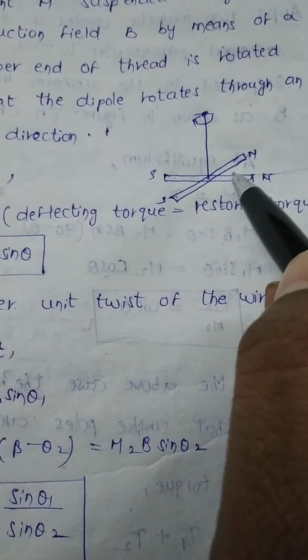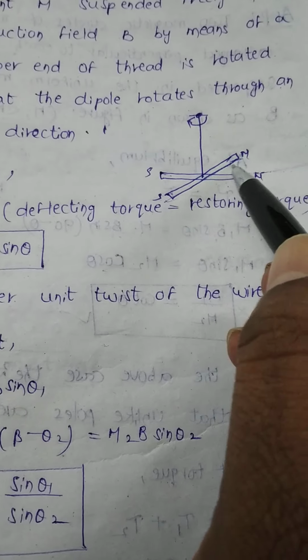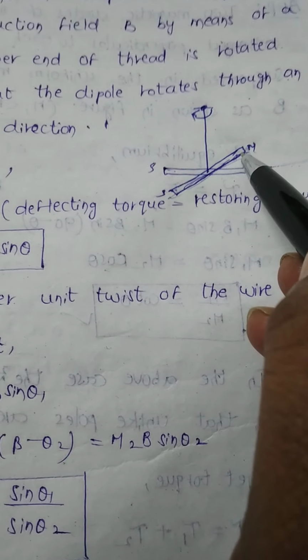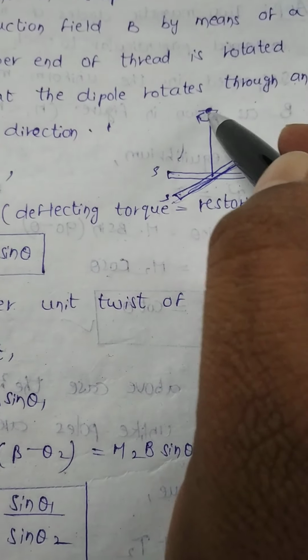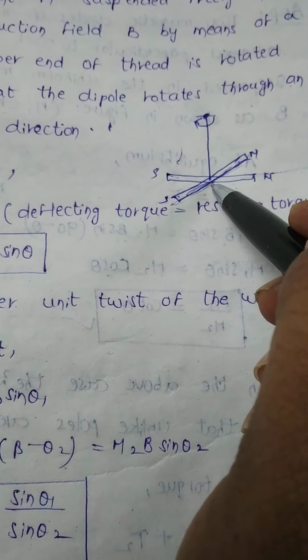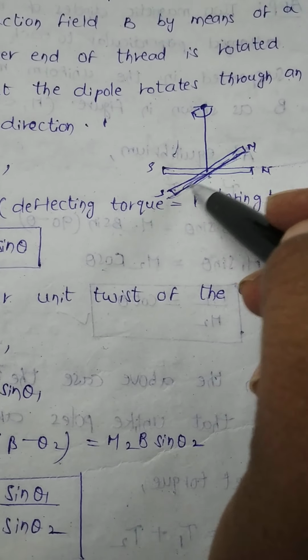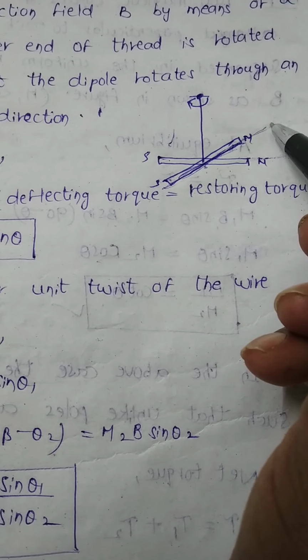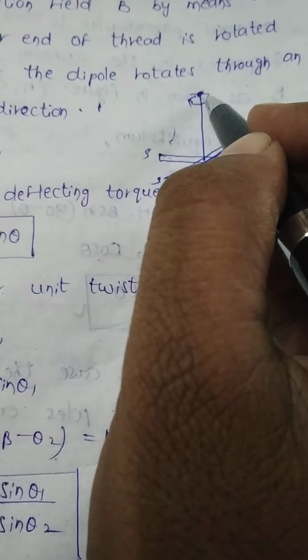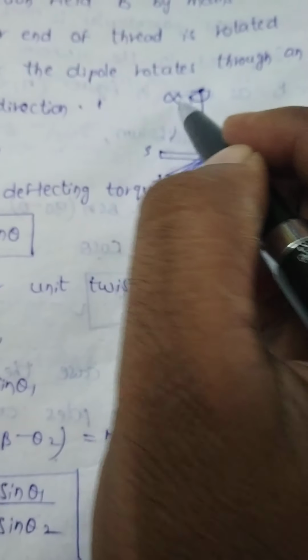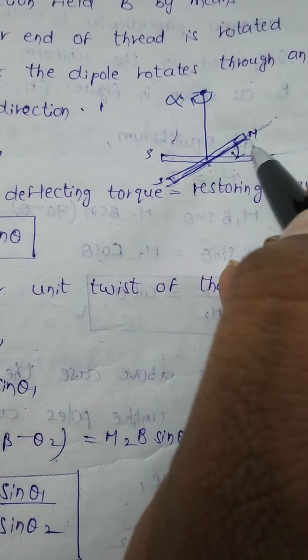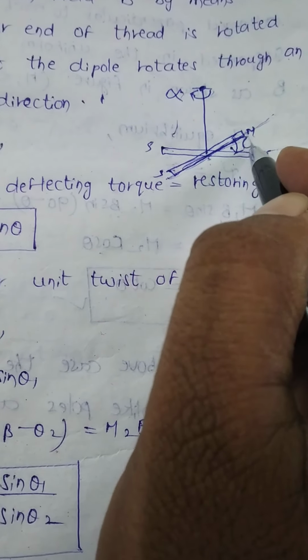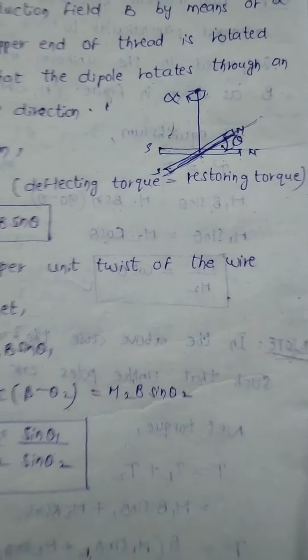Now here, this is the dipole. Let the dipole be suspended freely by means of a thread in the uniform magnetic induction field. Initially the field is along the direction of the moment of the dipole. Let the upper end of the thread be rotated by a small angle alpha so that the dipole rotates in the same direction, not by alpha, but by an angle theta. So this is the situation.